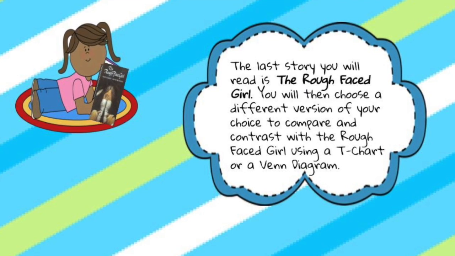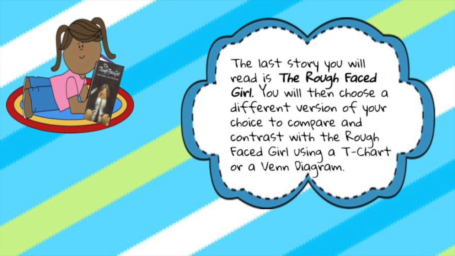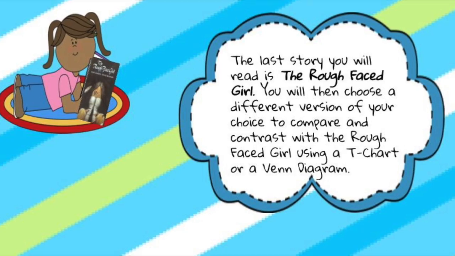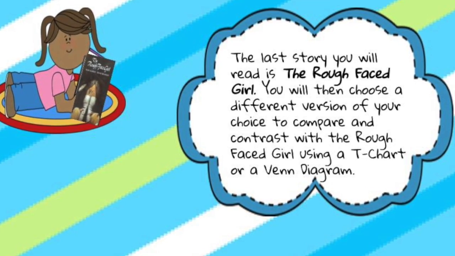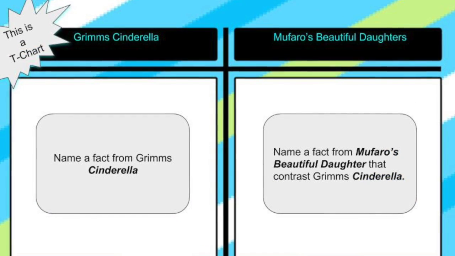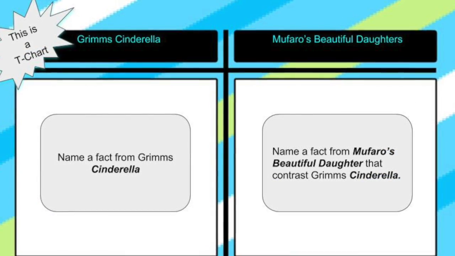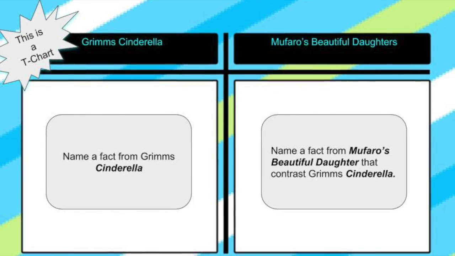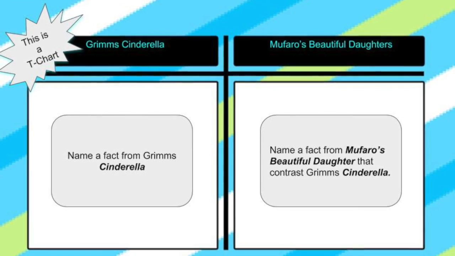The last story you will read is The Rough-Faced Girl. You will compare and contrast it with a version of your choice. You will use a T-chart or a Venn diagram. A T-chart is another way to organize information. You should list facts that are different about the story on opposite sides of the T.